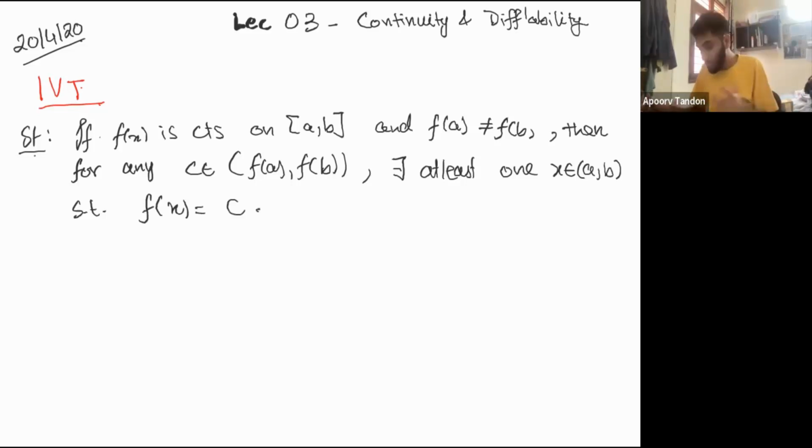So essentially what this theorem is telling us is that if we have a continuous function and it's defined from some point a to some point b, the value at a is different from the value at b, then all values between f of a and f of b will be covered by the function, right? So in a more intuitive sense, let's understand it through a graph. For example, we're given a graph like so.